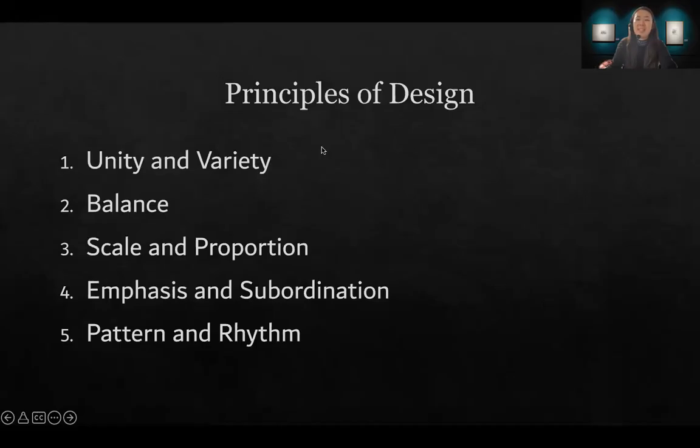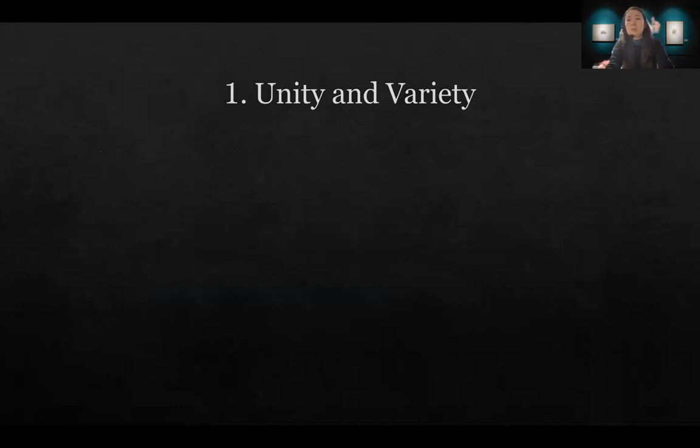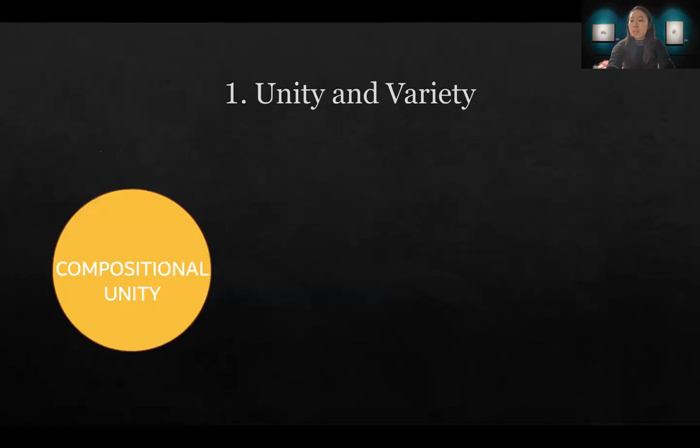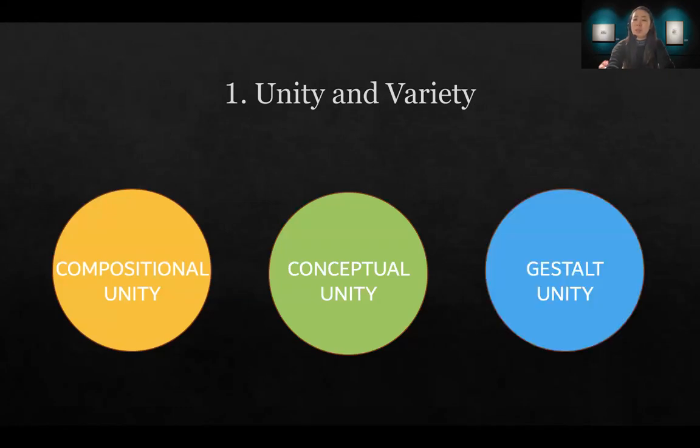So let's see these three principles of design. Let's see unity and variety first. Unity is the sense of oneness, things belonging together and making up a coherent whole. There are three types of unity. The first one is compositional unity, the second one is conceptual unity, and the third one is Gestalt unity. Let's see them one by one.